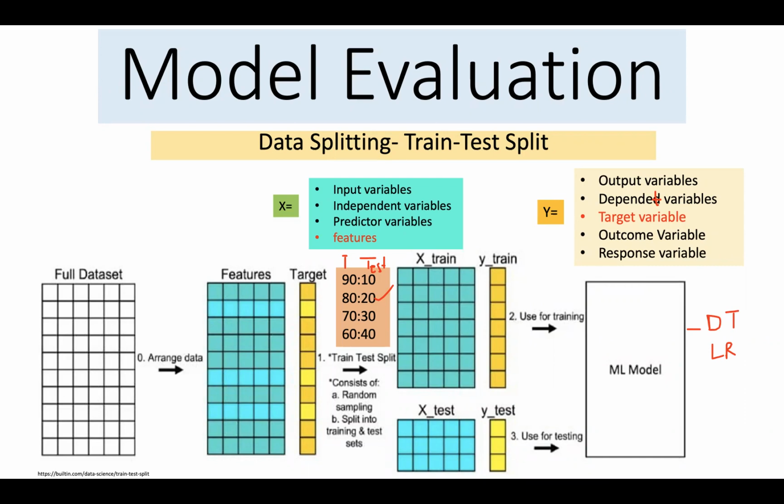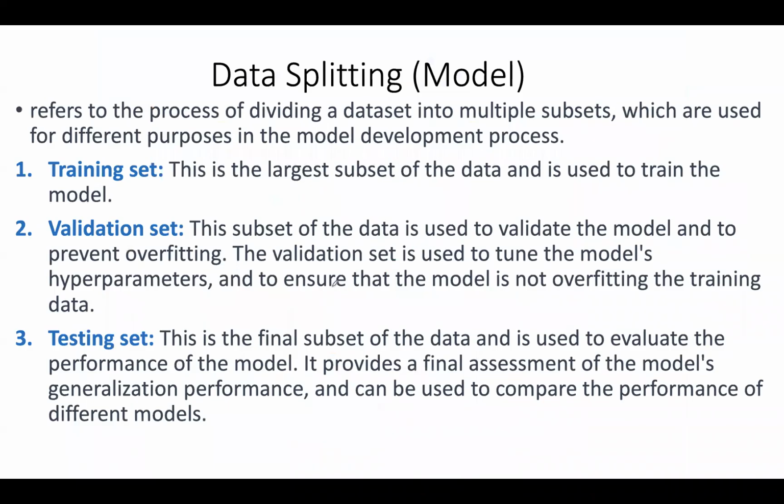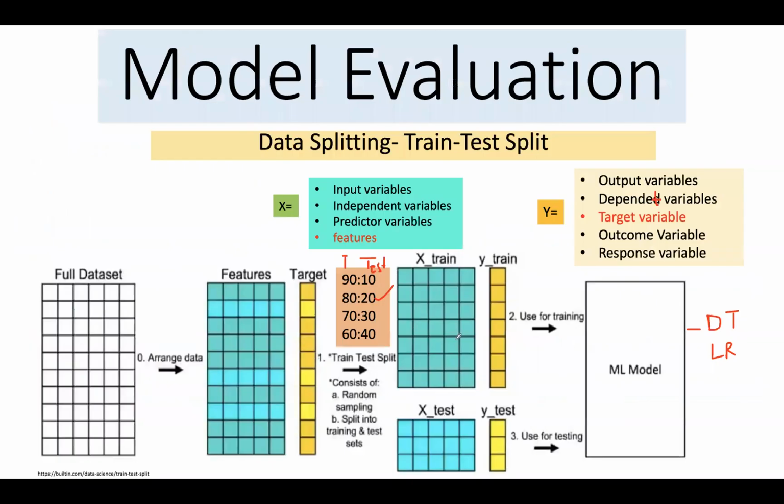Okay, now let's look at exactly here what happens, right? So data splitting here just refers to the process of dividing the data set into multiple subsets. These subsets could be training set, validation set, or testing set. Now, the training set here, most times we use this to design our model, right? This could be the largest subset, as we've already seen here. When I go back here, you can see this is the large subset.